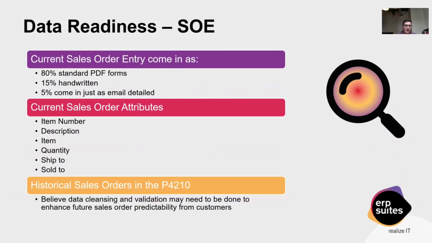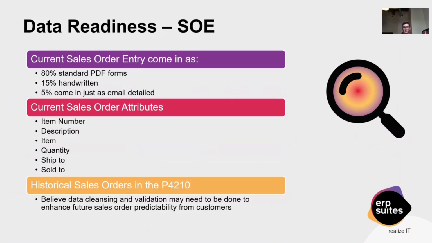But going back to the slide here, just a quick example, current sales order entry. 80% would come in from a standard PDF form in this example, 15% handwritten, 5% just come in the email, just detailed email, unstructured. The current sales order attributes, and there would be more, but those are the current ones that would be listed. Just to give an example, we'd list the attributes that would be involved in this, and then historical sales orders in the P4210.